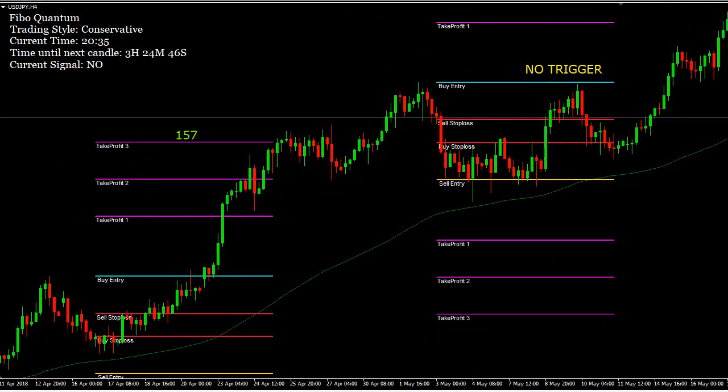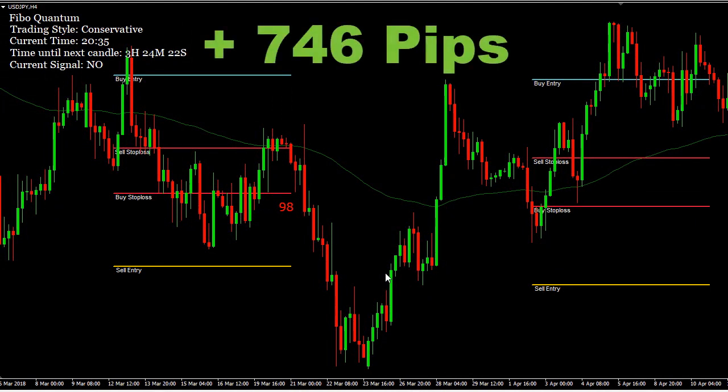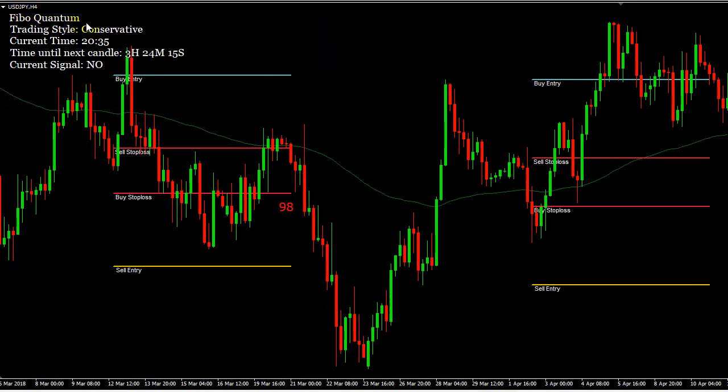So let's take a look at some numbers here. We add up all our wins, subtract our losses, and we end up with 746 pips trading the 4-hour chart of the United States dollar against the Japanese yen. I'm using just the conservative settings, didn't change anything. All we did was put on a trend indicator, because you need to do that. You've got to trade with the trend. If you don't, you're going to get whipsawed around.